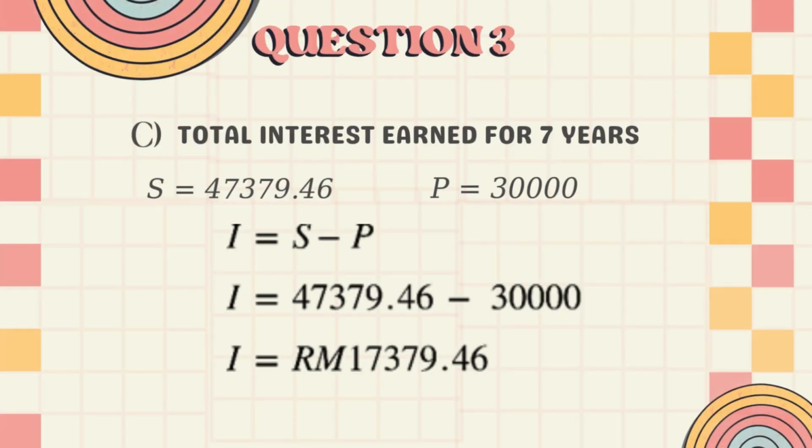Next, for the last part of question 3, we are going to calculate the total interest earned for 7 years. In this calculation, we will use the formula I equals S minus P.